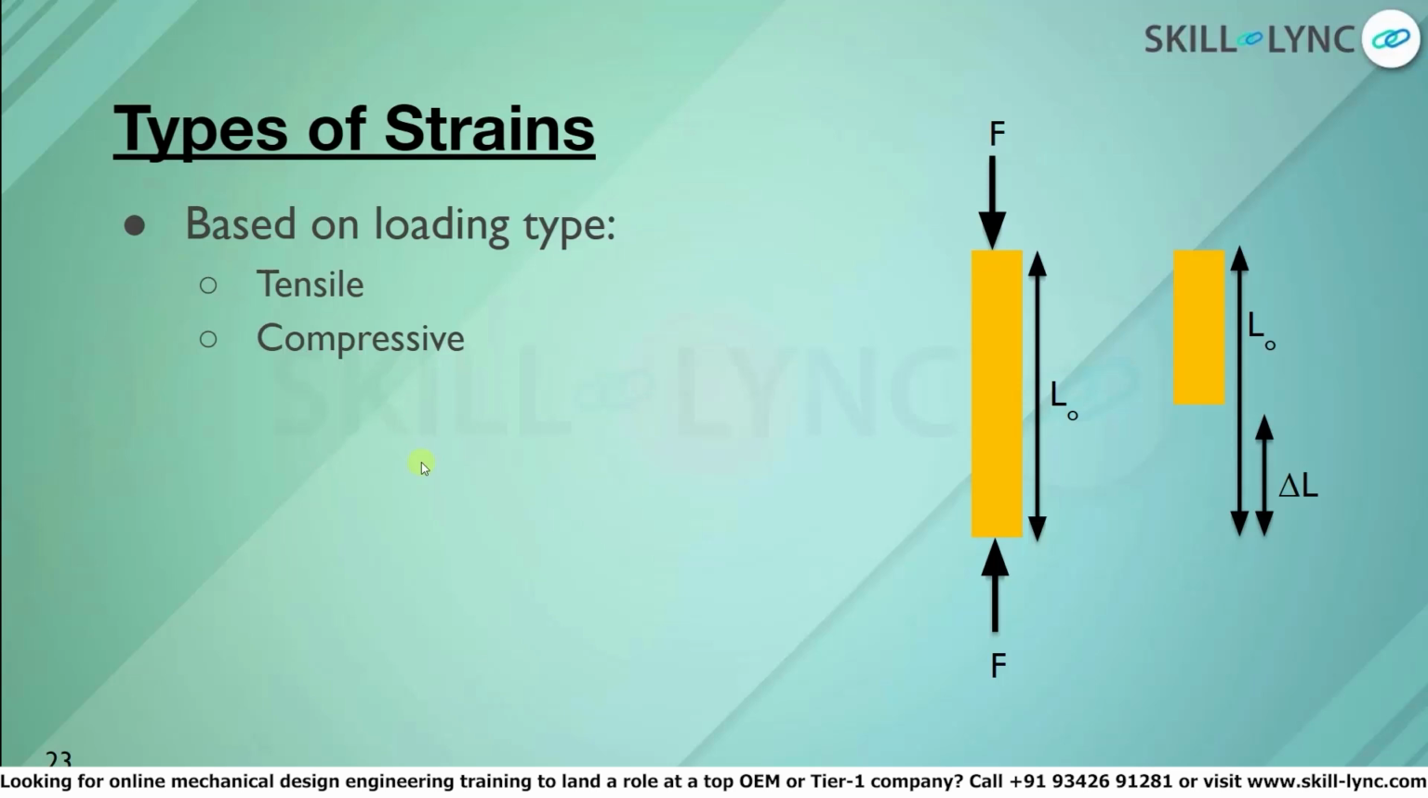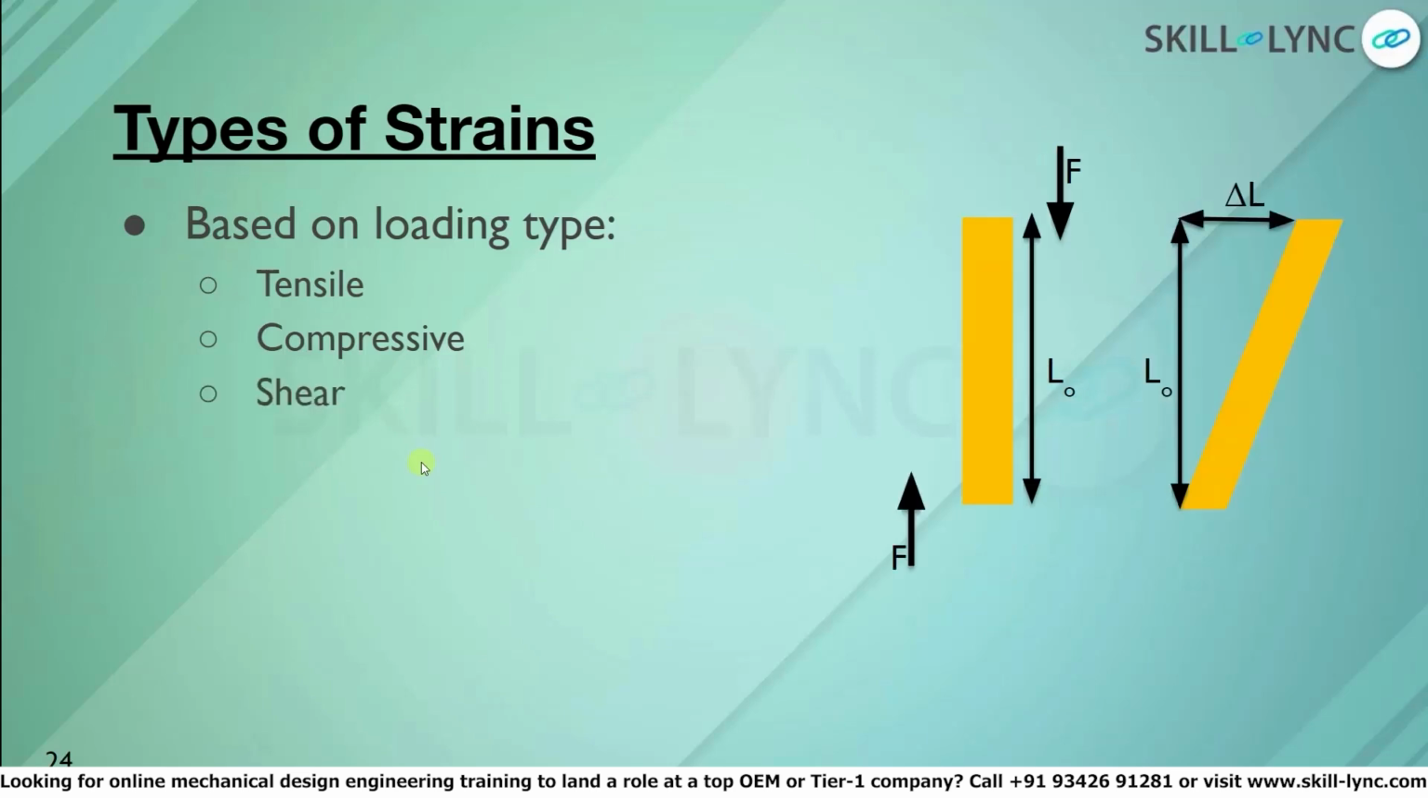The next type of loading is shear loading. In the case of shear loading, or shear strain, the object deforms in the longitudinal direction. Thus, delta L is the amount of bending in shear strain. Therefore, it is the amount of bending delta L divided by L0, which is the original length of the object.